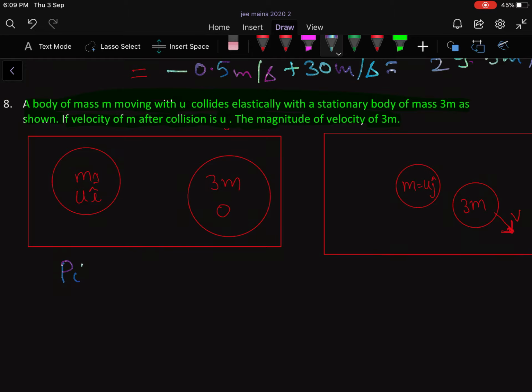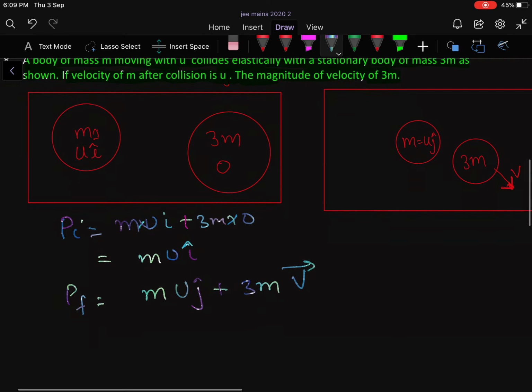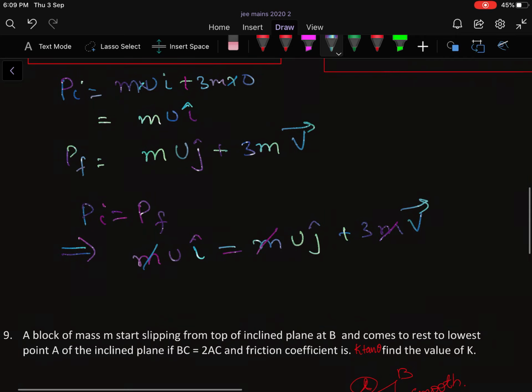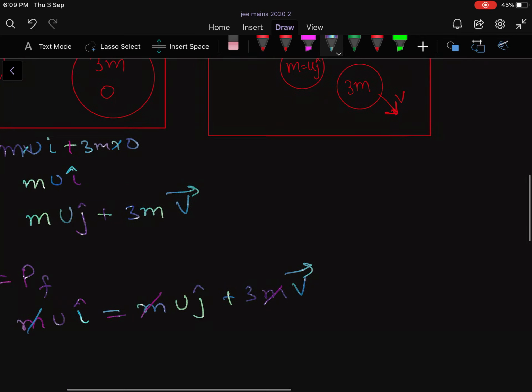Now see it. Initial momentum P initial will be m u i plus 3m into zero, so that will be m u i cap. P final equals m u j plus 3m into velocity vector v, correct? So Pi equals Pf, conservation of momentum, correct? Now use it, m u i equals m u j plus 3m v bar. Just m will get cancelled.